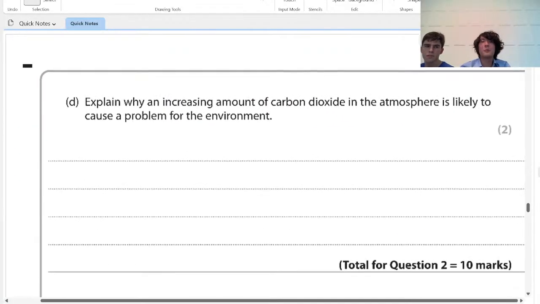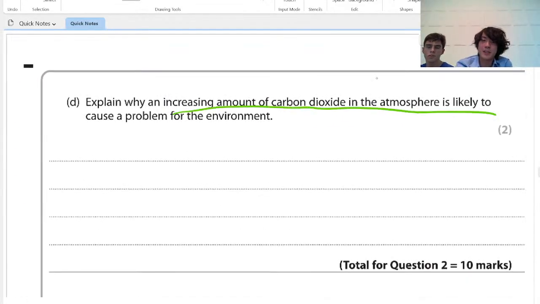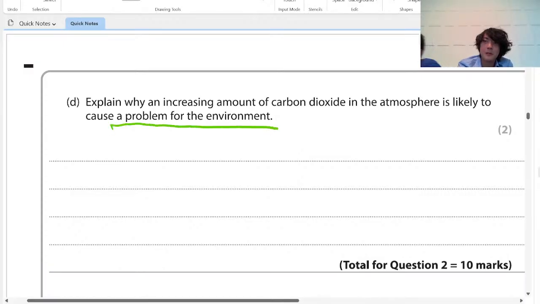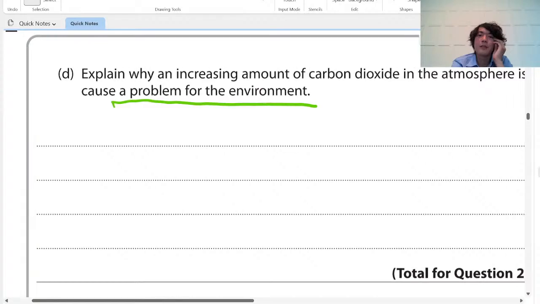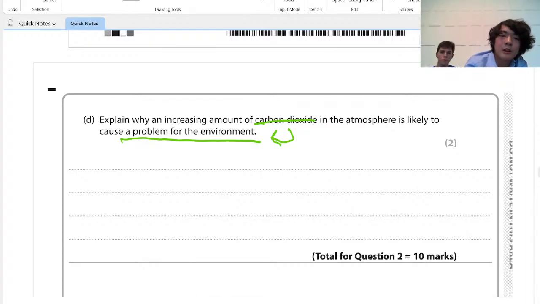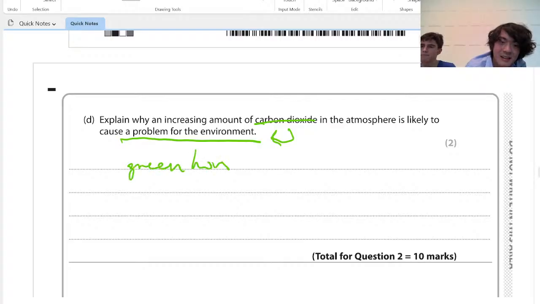Yeah, probably. Right. Explain why an increasing amount of carbon dioxide in the atmosphere is likely to cause a problem for the environment. So, what's the effect of carbon dioxide on the environment? Carbon dioxide is going to cause the greenhouse effect. For any geography question, just always write greenhouse effect and global warming, because they want one or the other.